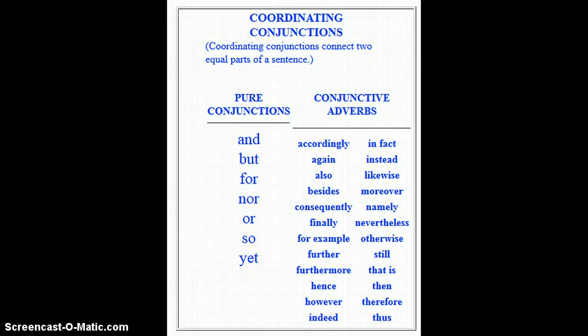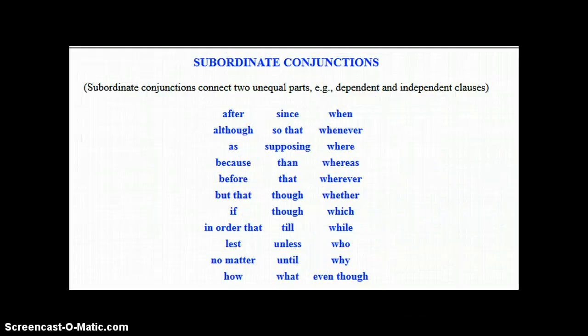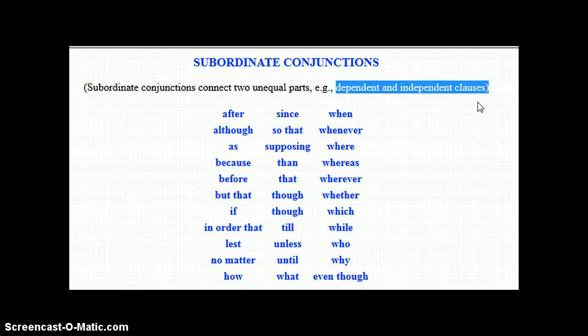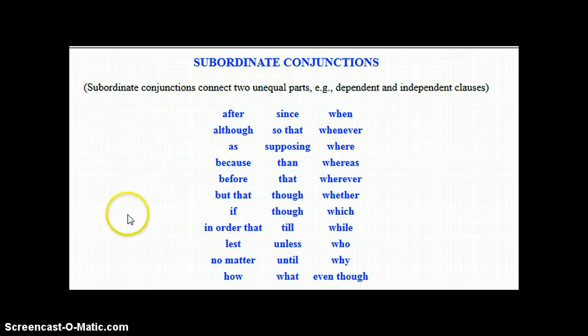subordinate or subordinating conjunctions. So here are some common subordinate conjunctions, and like this says, they connect two unequal parts of a sentence. So they would connect an independent clause and a dependent clause together. So you might want to take a second and write these down, and then we're going to see some examples. Maybe not write all of them down, but a few of them.